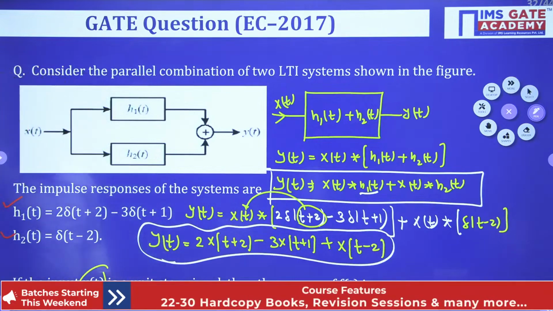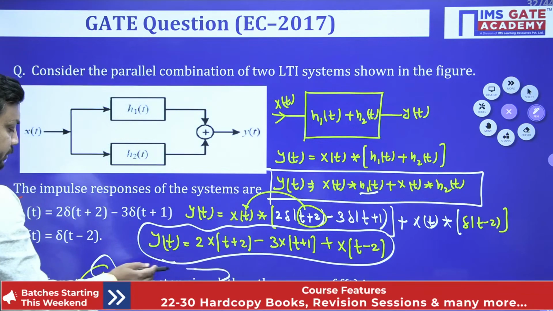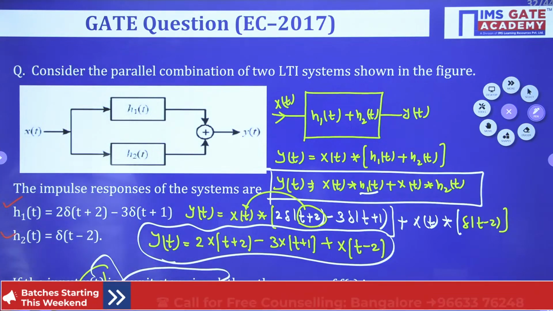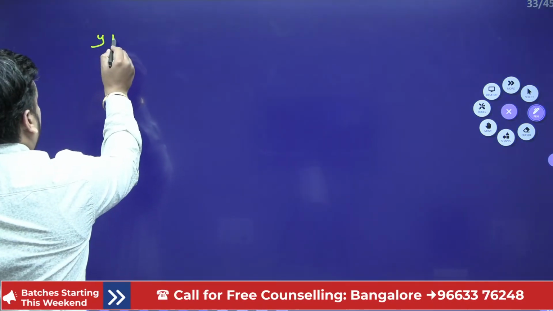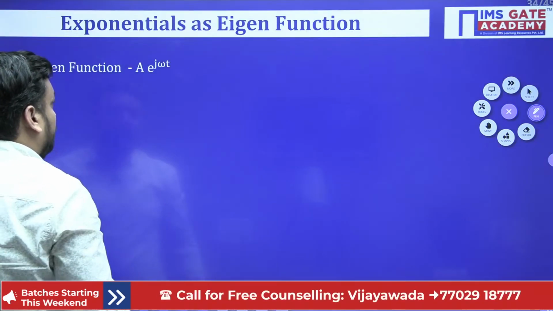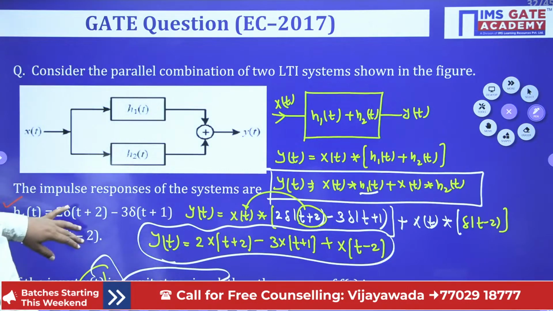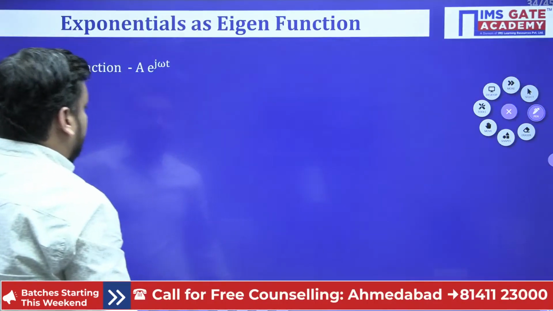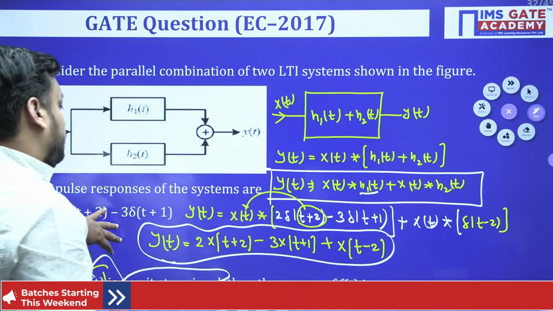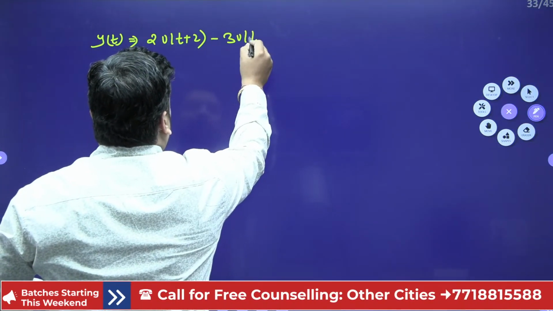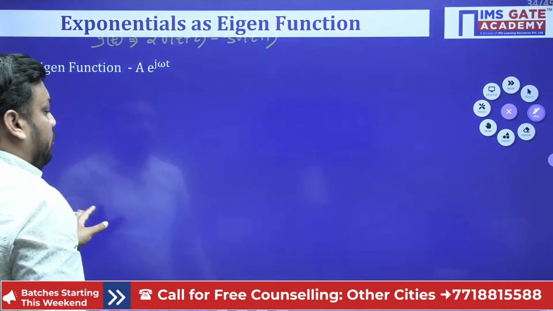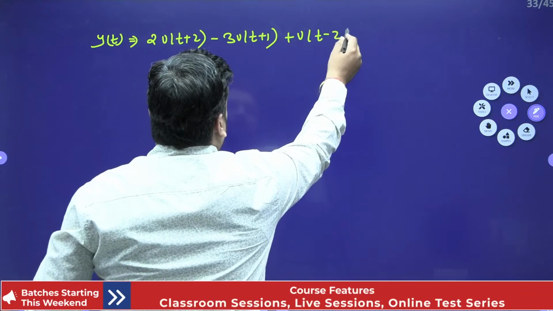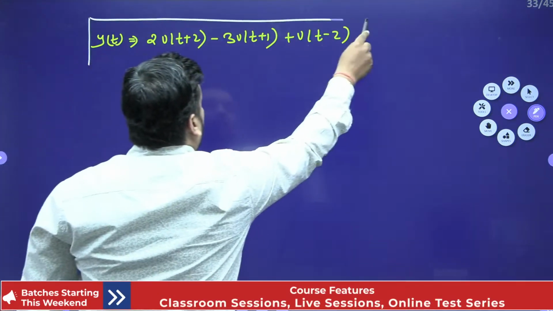This is the final mathematical equation. Here you just need to replace the x(t) signal with a unit step signal. So wherever there is x, you need to replace it with u(t). So finally y(t) will be 2 times u(t+2), minus 3 times u(t+1), plus u(t-2). So this is nothing but my y(t), guys.